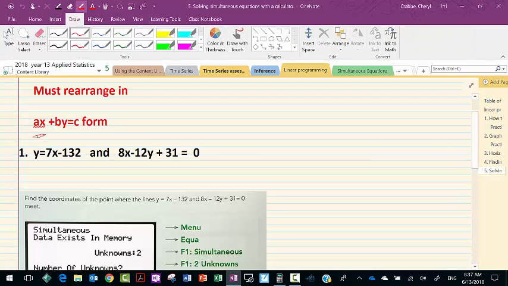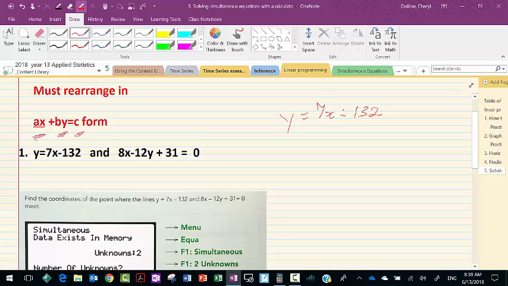They've got to be in ax plus by equals c form. So ax plus by equals c. It's got to be in that form, so you've got to have a few skills around rearranging. Now, one of the skills around rearranging is to take, for example, this equation.